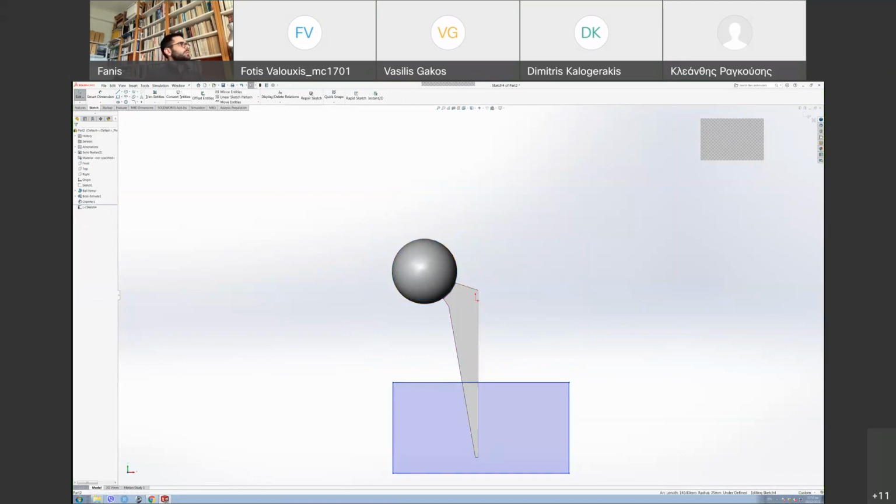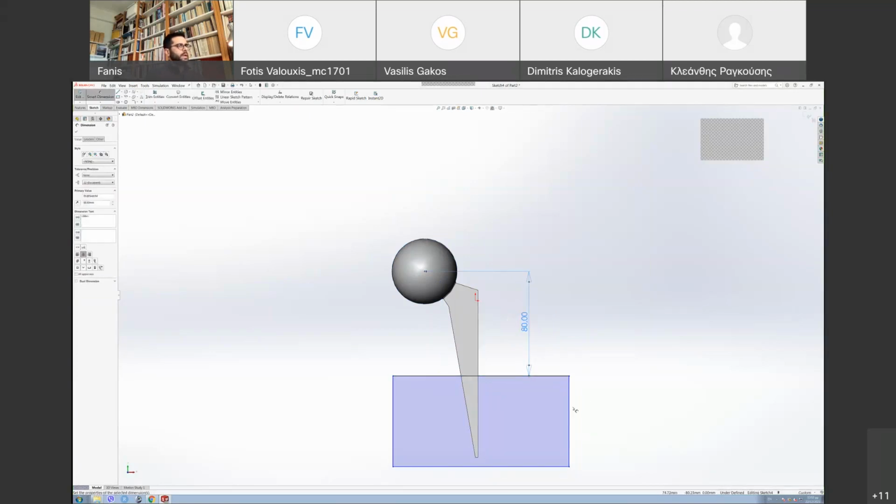So I will just convert this entity so I can work with it easier. Now I have the center of the sphere and I can say that I need this to be 80 millimeters. And you can add also some dimensions here. Again, they're not critical. It's just to have a defined sketch and not have things floating around in your design. Okay.